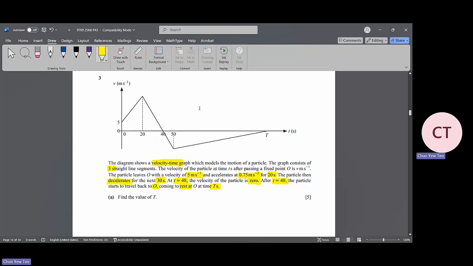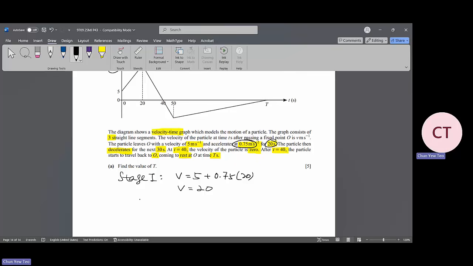So over here, first of all, we need to calculate this value first. To calculate this value, we have stage 1. We have v equals 5 plus 0.75t. The acceleration is based on the question given, and the time is also 20 seconds, also given in the question. Press the calculator, then you will get this as 20 meter per second. That is v.